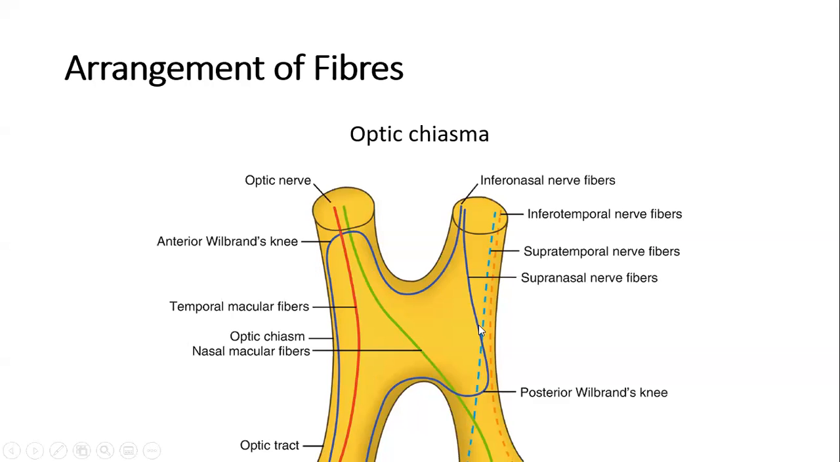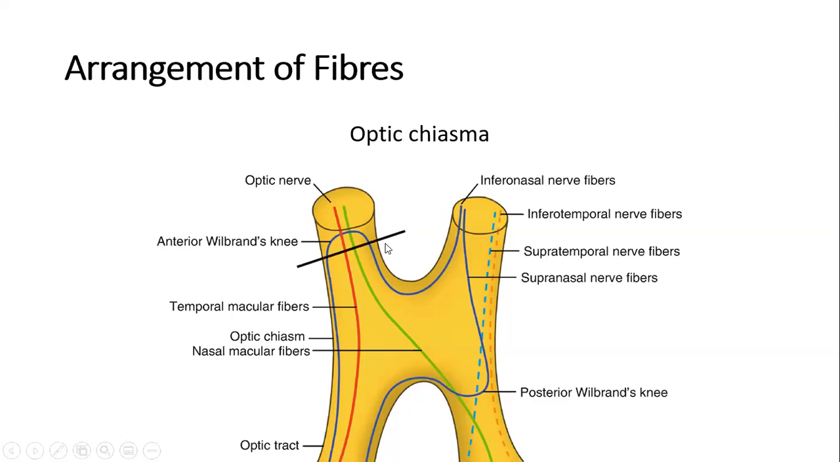There is a posterior knee of Willebrand where the supranasal fibers go on the same side optic tract for a little bit and go to the opposite side. But this does not have much of a clinical significance. But here there is a longer intra-optic nerve course. And also the macular fibers are crossing. The nasal macular fibers also cross over to the opposite side.